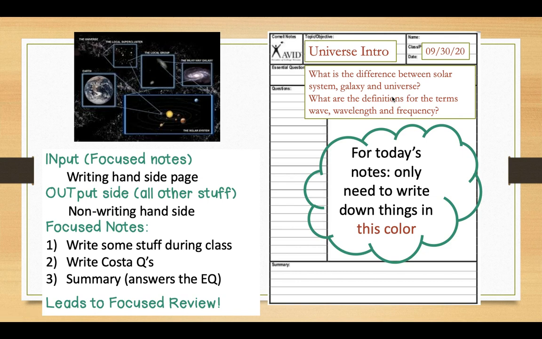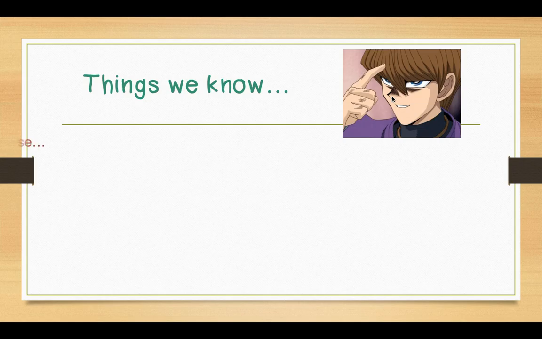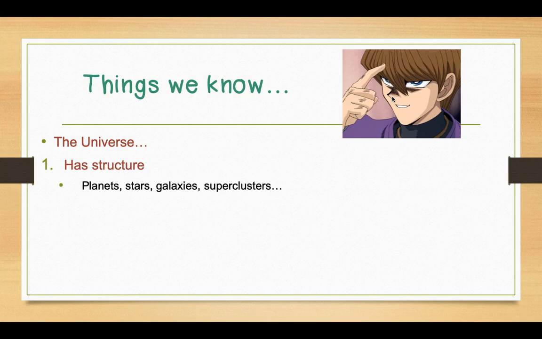All right, let's get into it. I'm excited to introduce you to your universe. So here's some things that we know about the universe based on observation, lots of years of studying, and things like that. We know that the universe has some type of structure. There's different parts to that structure, like planets and stars and galaxies and superclusters and supernovas and whatever else you know about space. But we know that there is structure. It is not just random things out there. There are pieces to our universe.